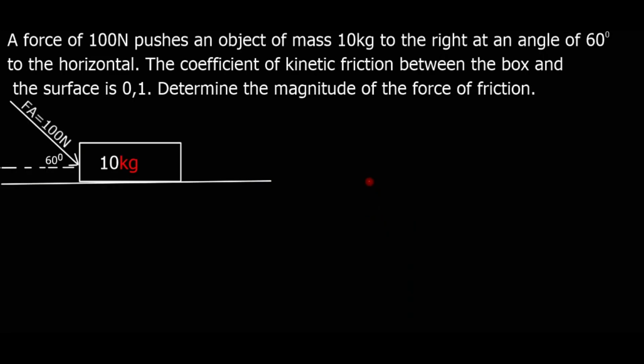This one here, a force of 100 newtons pushes an object of mass 10 kilograms to the right at an angle of 60 degrees to the horizontal. The coefficient of kinetic friction between the box and the surface is 0.1. Determine the magnitude of the force of friction. Now our object is being pushed at an angle, unlike the previous one where it was being pulled.